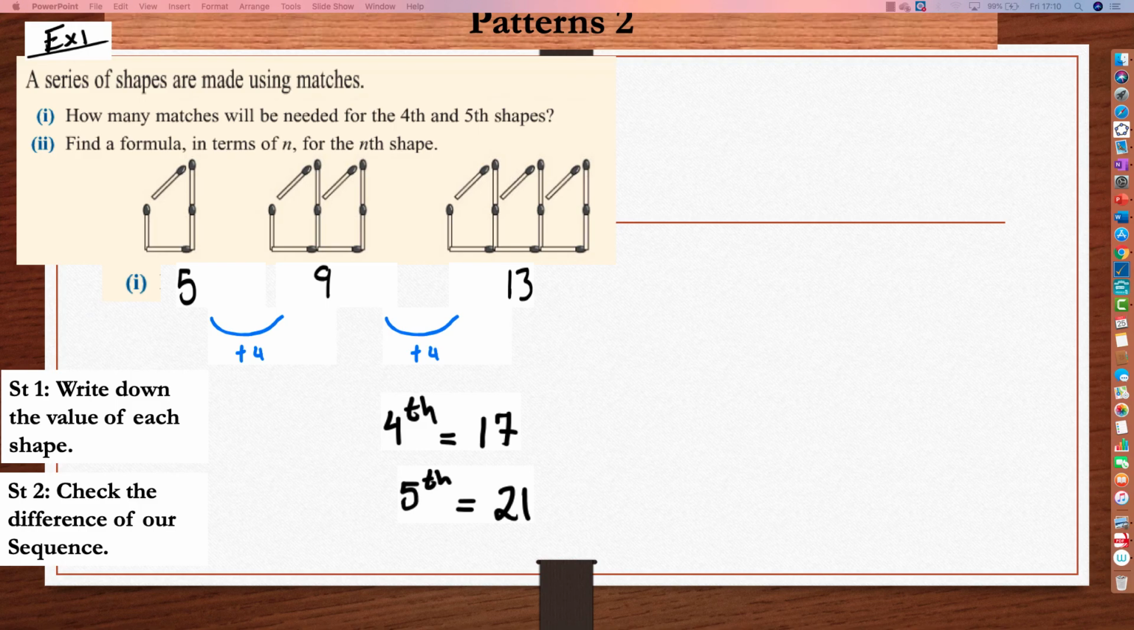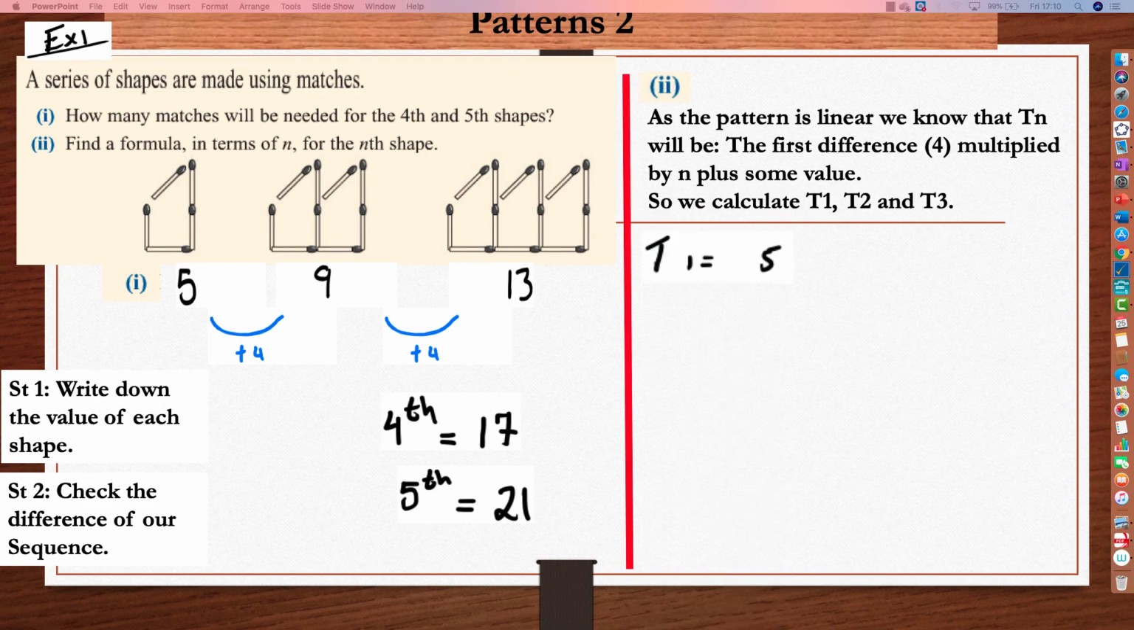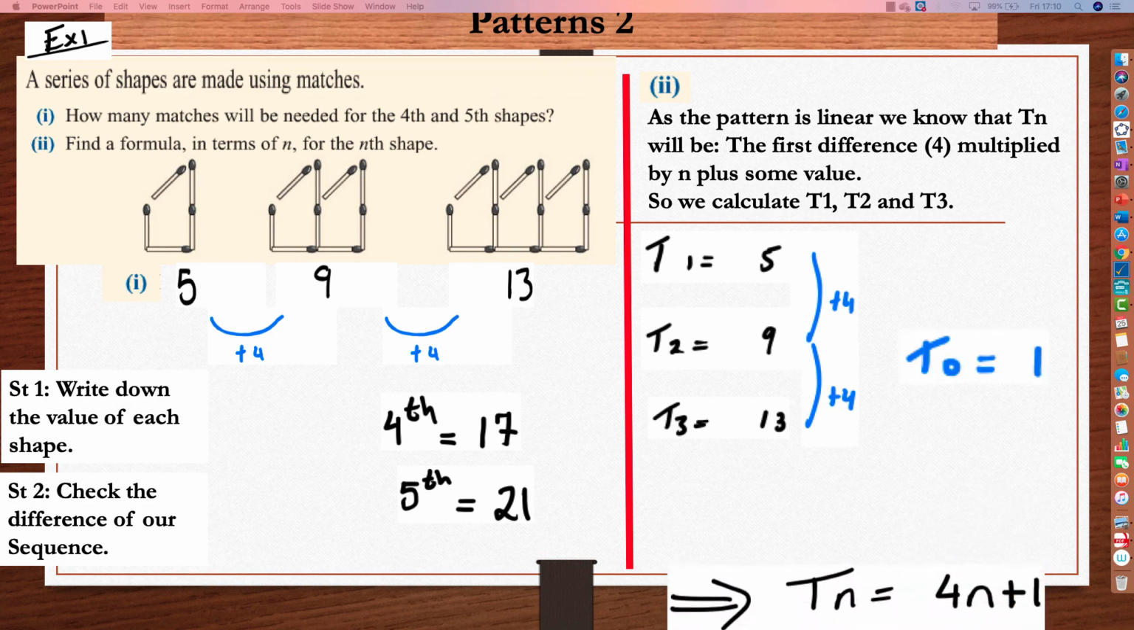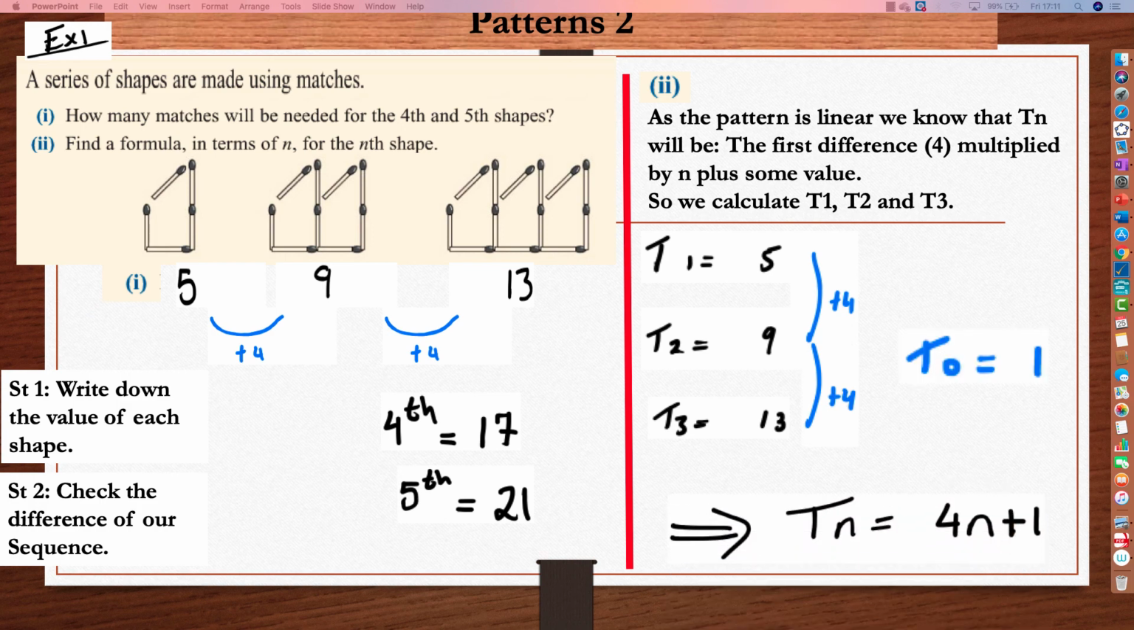1. Exactly. Good stuff. So Tn is going to be 4n plus 1. Is that right? Flying through. Right, with that in mind, I want you to have a look at this question.